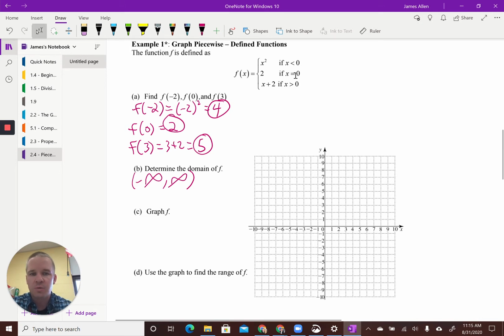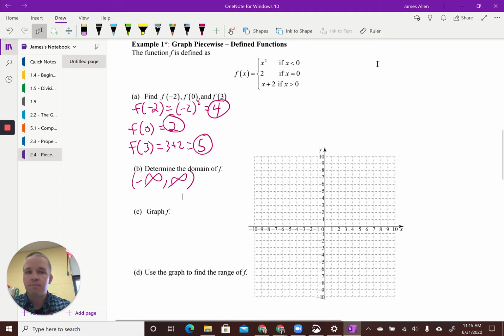Now, if this equals 0 part was not here, it would be negative infinity to 0, not including 0, and then pick back up, not including 0, to positive infinity. But because it has every x value, it's all real numbers, negative infinity to infinity. So let's go ahead and graph this, and we'll also look at it visually.